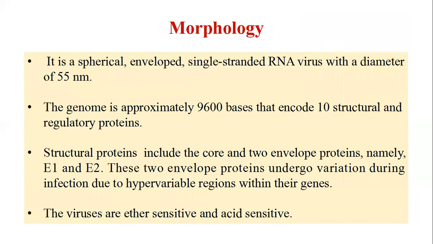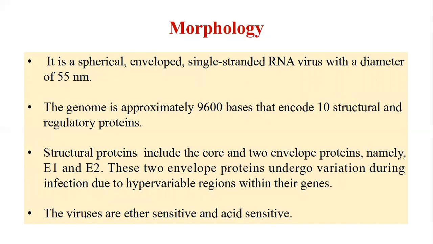What is the morphology of this type of virus? This virus, like the Dane particle of hepatitis B, is spherical in shape and enveloped. It's a single-stranded RNA virus, and the diameter is around 55 nanometers, whereas in the case of the Dane particle we have seen around 42 to 47 nanometers. So they are a little larger in size.